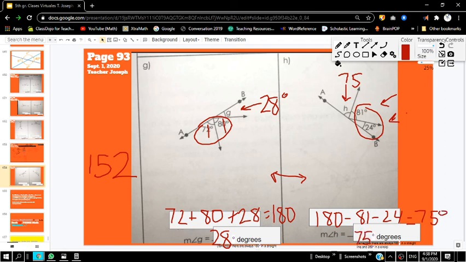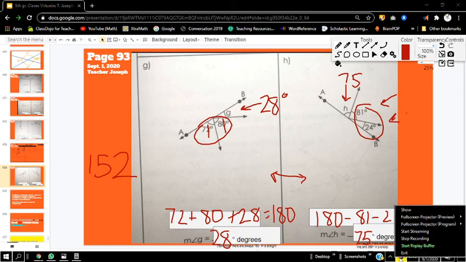I think it's a pretty simple concept, boys and girls, just as long as you pay attention to the addition and subtraction within 180. That's it for today's lesson, and hopefully you learned something today.